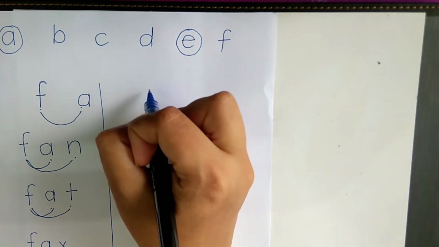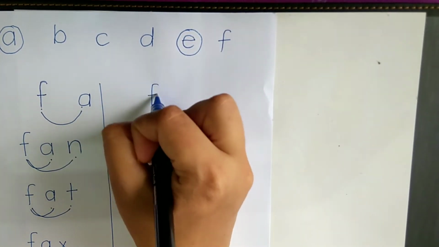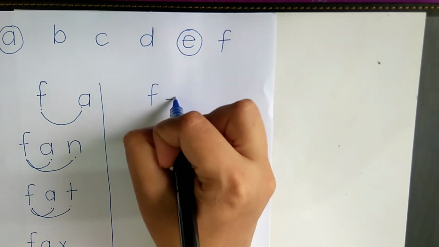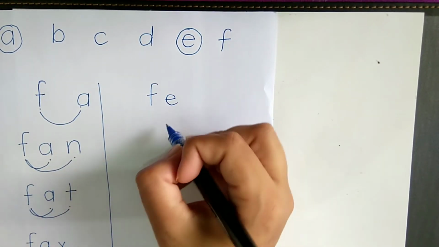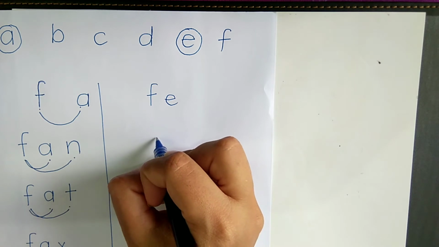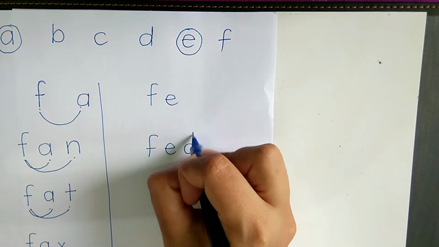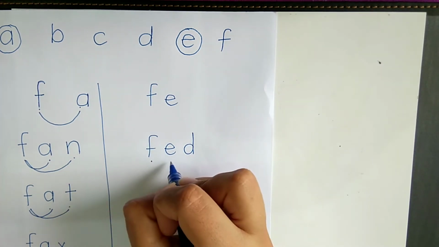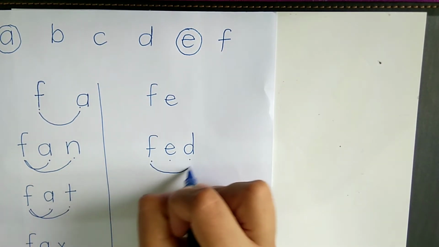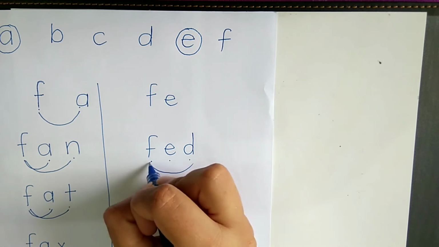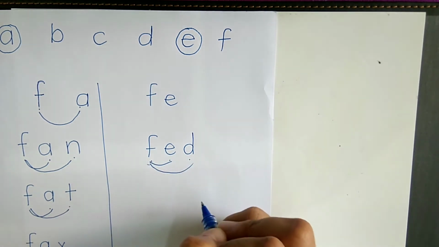Now look at the blend. A, fe. A, do. A, do. Fed. A, fa, do. Fed.